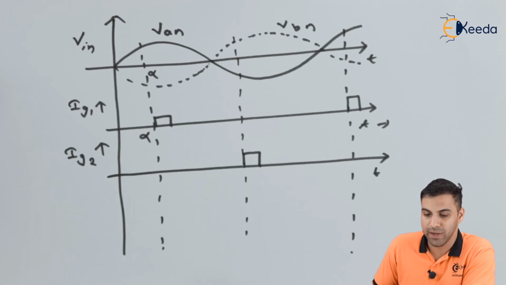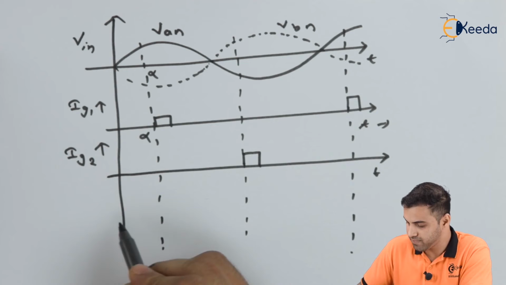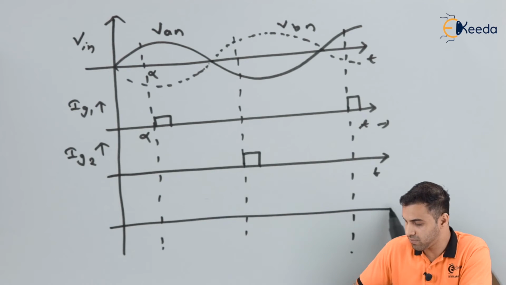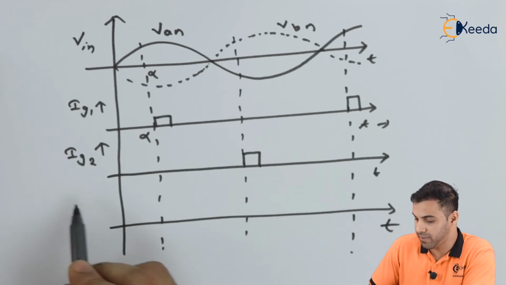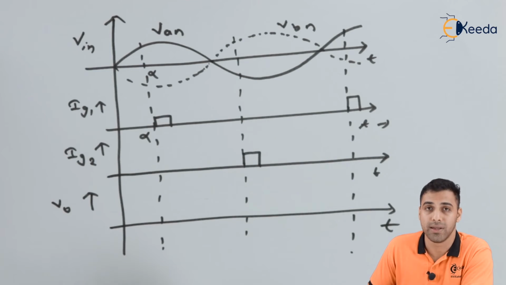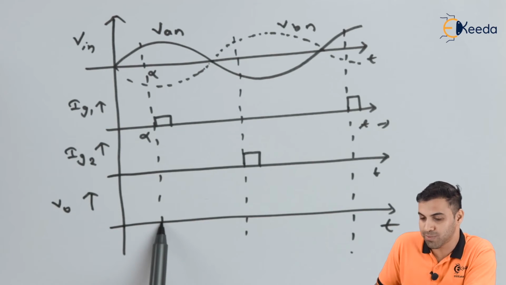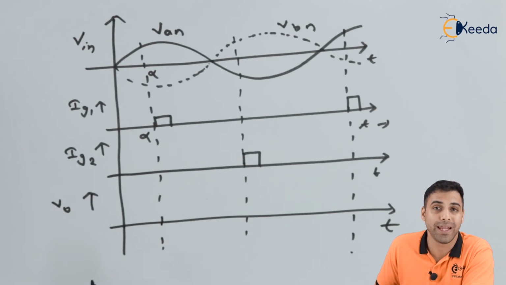Now friends, if I talk about the output voltage, how does it look? Let's draw the waveform of the output voltage. This is time. Now friends, the output voltage will appear when the thyristor conducts. That means from this point to this point there will not be any flow of electric current through the thyristor. That's the reason you cannot see any output voltage.